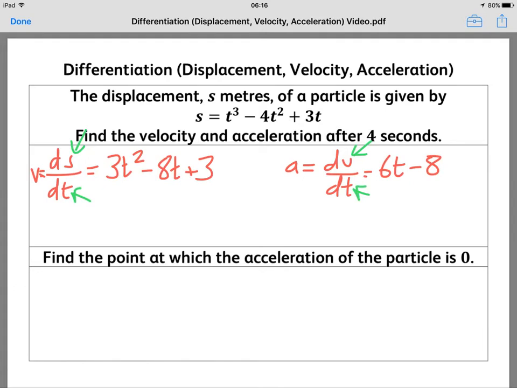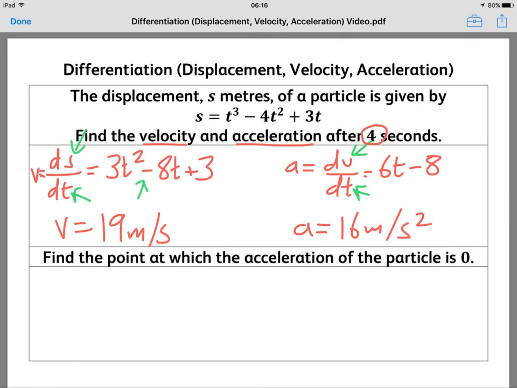Now we need to calculate the velocity and acceleration after 4 seconds. So we just substitute 4 in for t, and we get v equals 19 meters per second. And we get a is 16 meters per second squared. So all I'm doing is substituting 4 into here for that one and here for the acceleration.